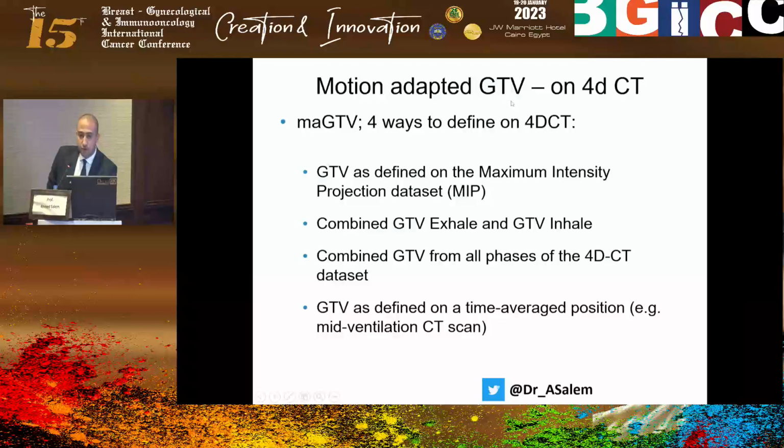When you come to draw the tumor or the gross tumor volume in lung cancer, the current standard of care is to use a 4D CT scan. Can I just have a show of hands? How many people use 4D CT scan routinely for lung cancer cases? Anybody? Okay, does anybody do anything to compensate for motion? Okay, how do you do that?